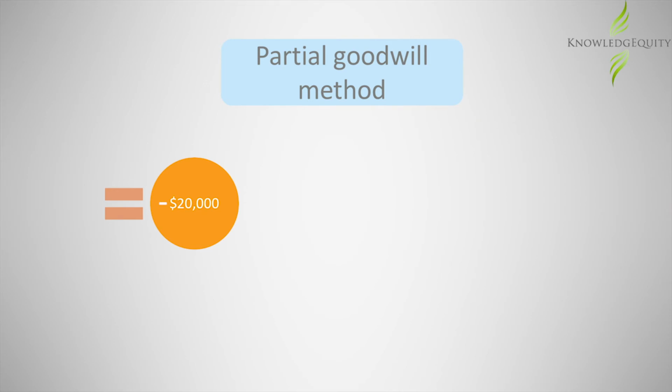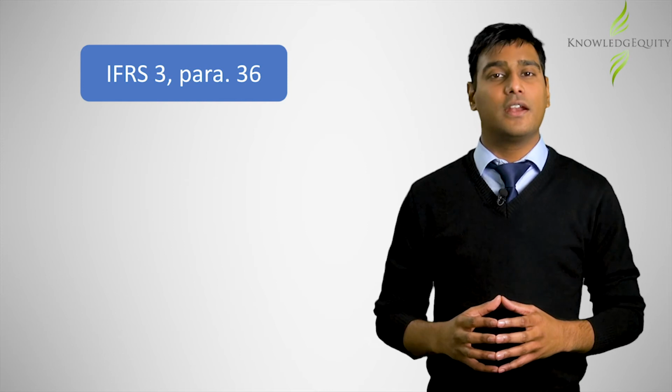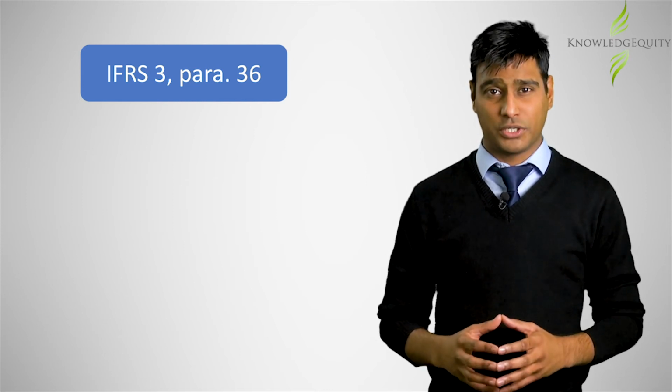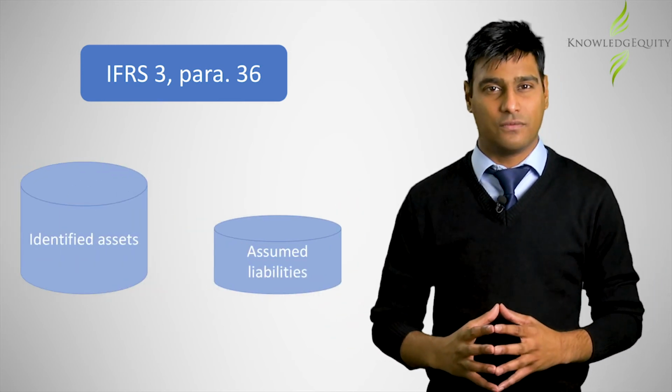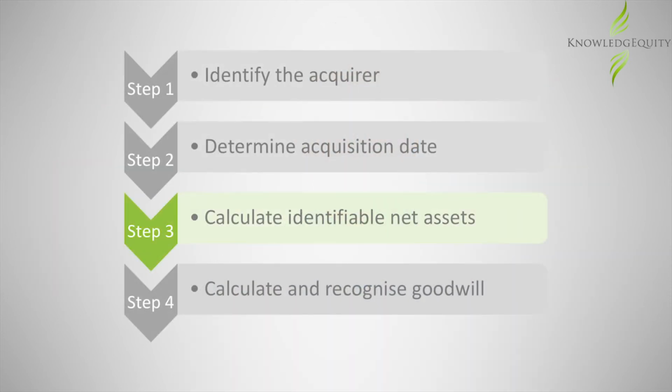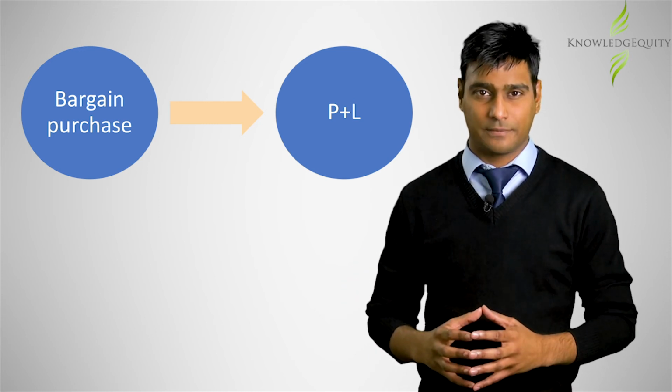This negative amount is not referred to as goodwill, but rather as a bargain purchase or negative goodwill. IFRS 3 paragraph 36 requires that when there is a bargain purchase option, the acquirer is to reassess if all identifiable assets and assumed liabilities have been accounted for. In other words, the acquirer must reevaluate whether step 3 of the acquisition method was correctly done. If there is still a bargain purchase after reassessing step 3, then the amount shall be recognized directly in profit and loss on the acquisition date.